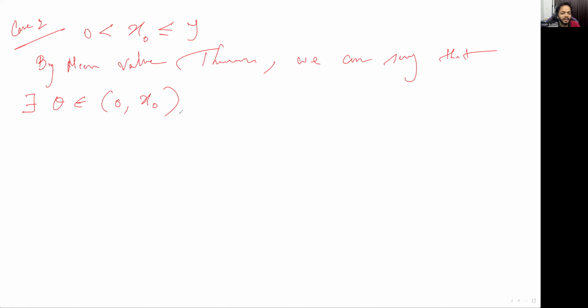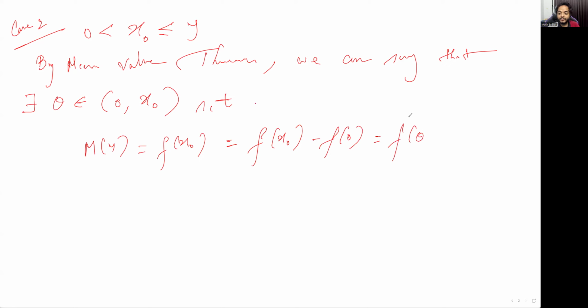So there exists theta belonging to open 0 to x naught such that m of y, which is the maximum value of the function f of x in the closed and bounded interval 0 to y, is equal to f of x naught. We can also write it as f of x naught minus f of 0, because f of 0 is 0. That equals f dash theta times x naught minus 0, which is basically x naught.